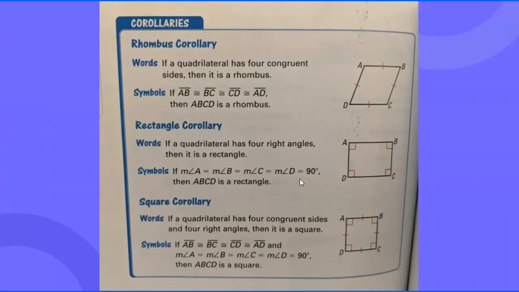A rectangle corollary. If a quadrilateral has four right angles, then it is a rectangle. So we can look at this one, and DC and AB look like they equal each other. AD looks like it equals BC, but all those sides don't equal each other, but it does have the four right angles, making it a rectangle. And then finally, the square corollary, if a quadrilateral has 4 congruent sides and 4 right angles, then it is a square. So then they go on to show us that all of this information is true. So just like with triangles, now we have some things that we're able to use in proofs. And so hold on to that information.